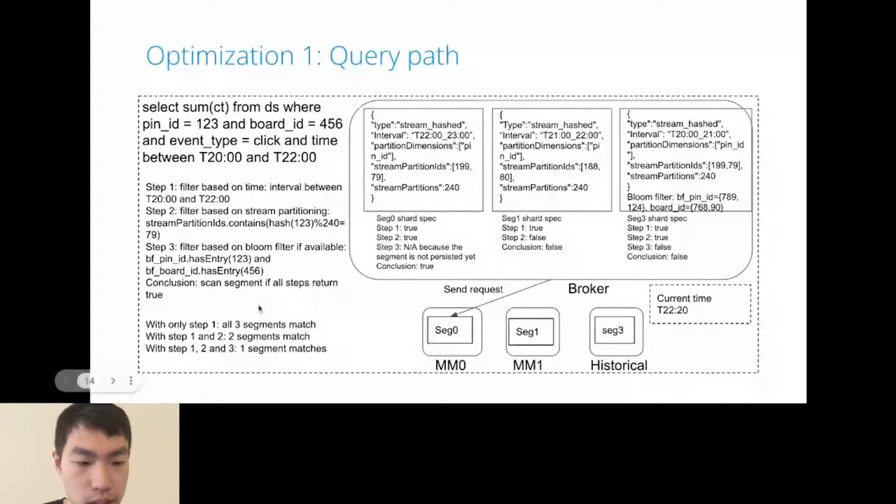We can see that with only step 1, which is the default for Druid, all 3 segments match. So there will be 3 requests sent out to 3 hosts. With step 1 and step 2, which is one additional improvement, 2 segments will match, so we will scan 2 segments. But with steps 1, 2, and 3, only 1 segment matches. So the false positive rate is at the minimum. You can see this helps to reduce the number of segments to scan.